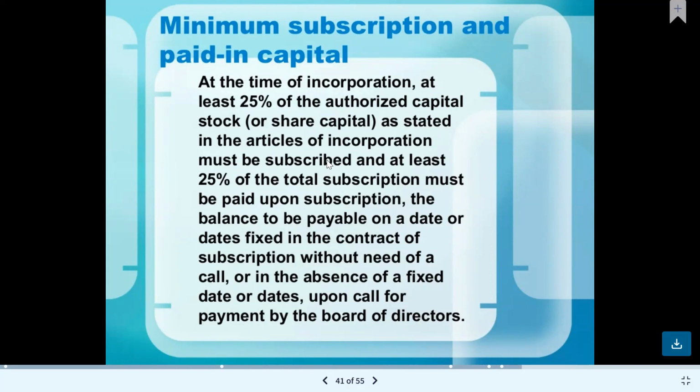This is the minimum requirement by SEC for a corporation. It should be that the incorporator will subscribe to 25% of its authorized capital, and 25% of the subscription must be actually paid. And I guess, again, we have a revision for this one. We'll just discuss that one later on.